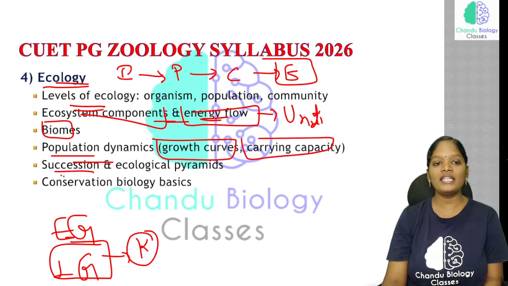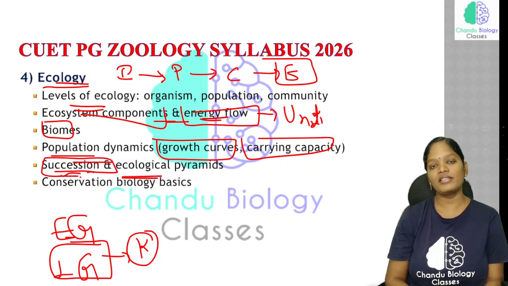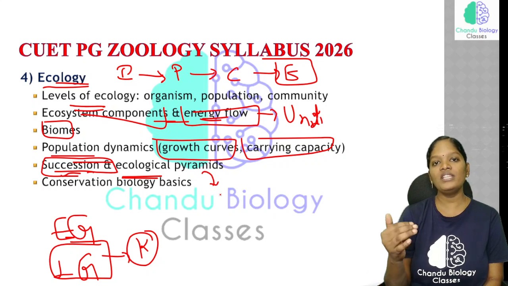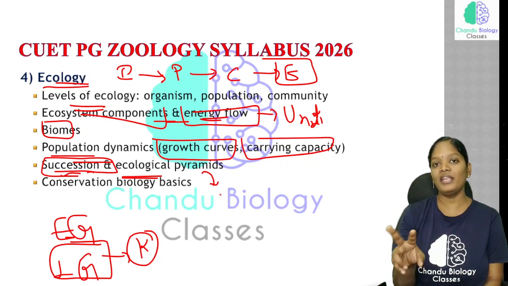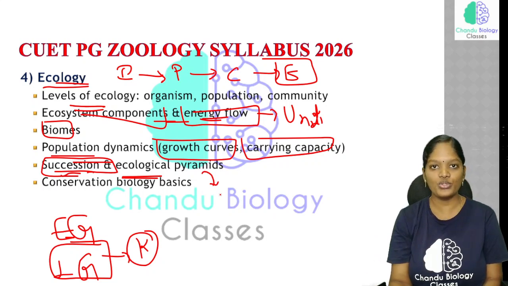And what is succession, that is ecological succession, and what are ecological pyramids. In ecological succession we have primary succession and secondary succession. What is primary and what is secondary? And in ecological pyramids we have three pyramids: pyramid of energy, pyramid of numbers, and pyramid of biomass. If you know in which pyramid it will be upright or inverted, that's all about this topic.